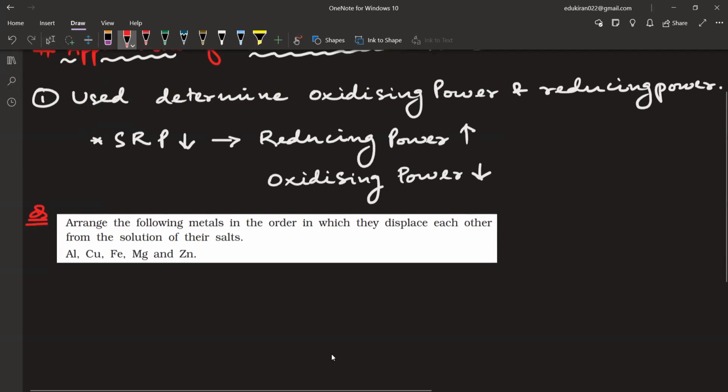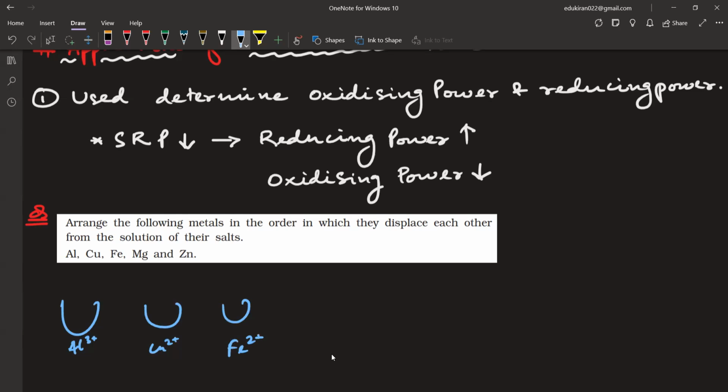Arrange the following metals in the order in which they displace each other from the solution of their salts. So the question is saying, what will happen? I have a solution in which we have the ion of aluminium. So the ion of aluminium will be what? Al3 plus, because it is the most stable one. Copper will be what? Cu2 plus. Fe will be Fe2 plus. And here we'll be having Mg2 plus. And here we'll be having zinc 2 plus. Okay, got it? Yes or no?